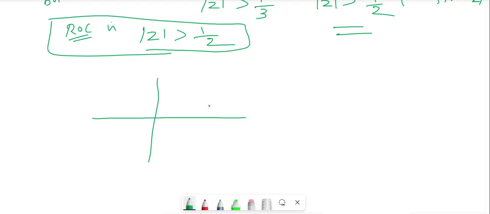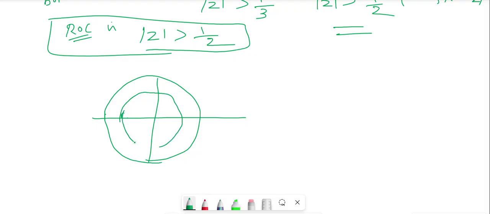For example, there is a zero at Z equals 0, and the poles are at 1 by 3 and 1 by 2. You draw the unit circle on the Z plane. This is the unit circle, this is 1 by 2, the half, and the other one is 1 by 3. So how do you represent the poles and the zeros?